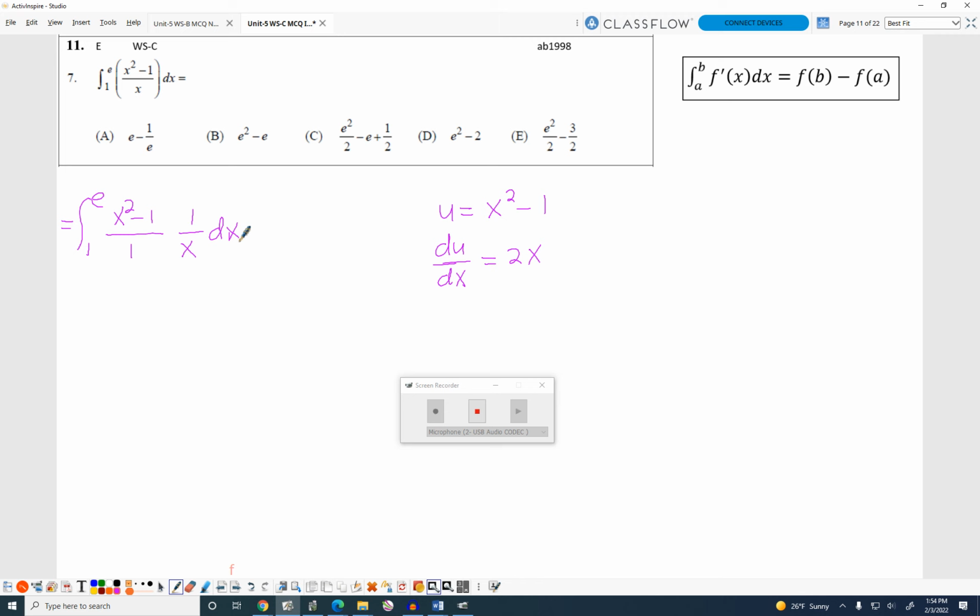Could we make the 1 over x, x to the negative 1? We could do that. Let's try that. So Aiden says do this. That is a legal step.